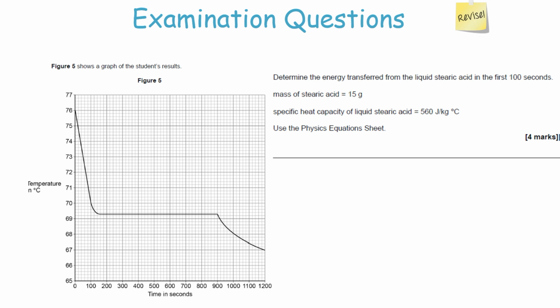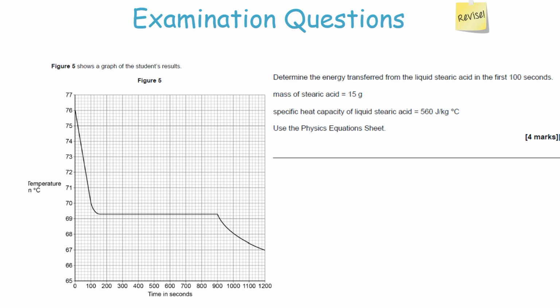Right, so what's very important is you take the information given in the question. So we know E is equal to m times c times ΔT. Now you can work out ΔT, the change in temperature, by using figure 5. So what happens in the first 100 seconds? Well, in the first 100 seconds it goes from 76 degrees Celsius to about 69 degrees Celsius, maybe a little bit higher. So therefore we're going to have a change in temperature of about 6 degrees Celsius.